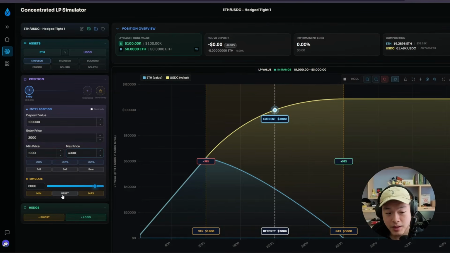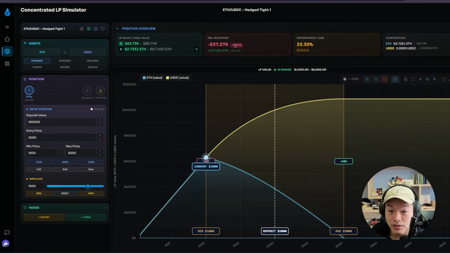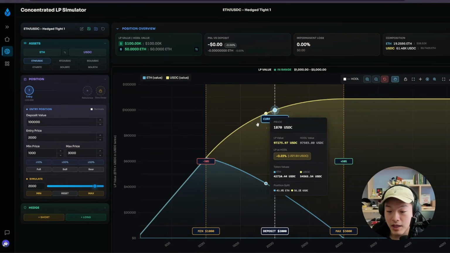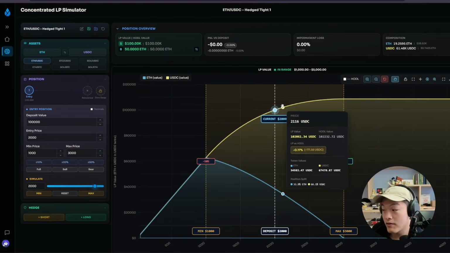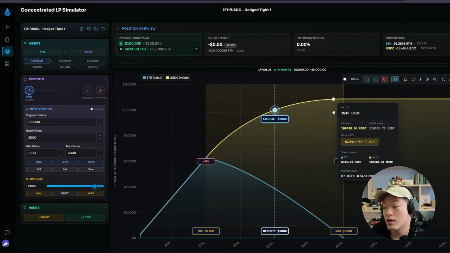At the same time, if we simulate our performance here and prices do drop towards the bottom of our range, we are standing to lose about 37% of our capital, 37K. And on the upside, we are standing to gain about 8K of our capital. But this is not a big deal if your goal is to get more cash flow and you believe that ETH is going to trade above $2,000 in the future. Then it's fine to suffer through this drawdown and then kind of ride the trend upwards, right?